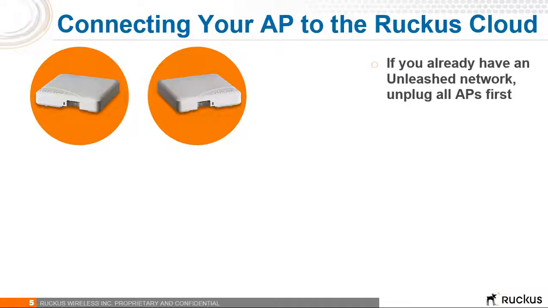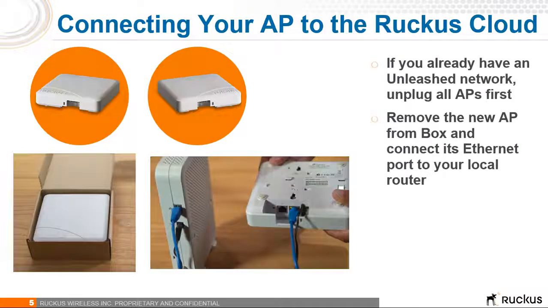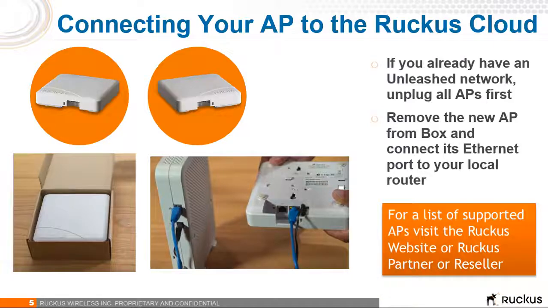Now that you've activated your Ruckus Cloud account, you'll need to set up your first APs. If you already have an Unleashed network, unplug all the Unleashed APs first from your router or switch. Then remove the new access point from its box and connect its Ethernet port to your local router. After you have configured your first AP, you can then connect your other Unleashed APs or other 11AC Ruckus APs and connect them to the Ruckus Cloud as well. We have other videos that show you how to do this. For a list of supported APs, visit the Ruckus website or speak with your Ruckus partner or reseller.